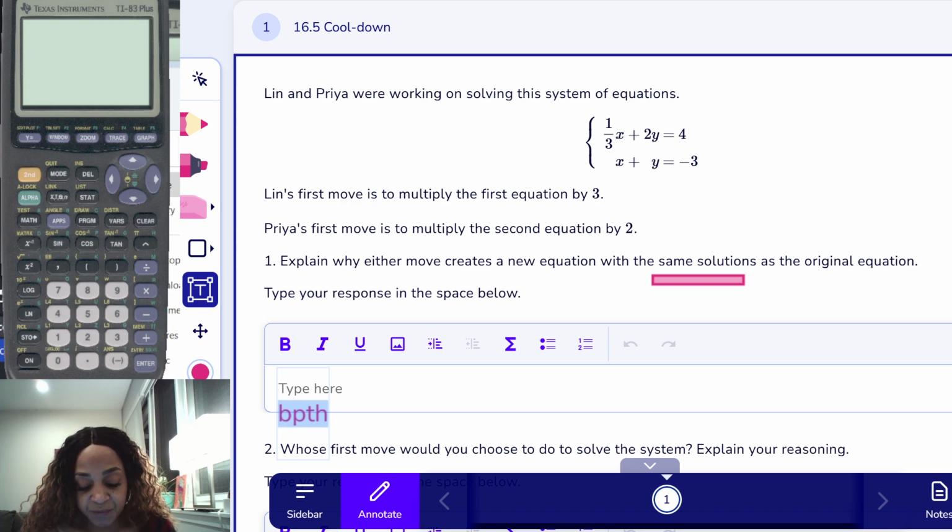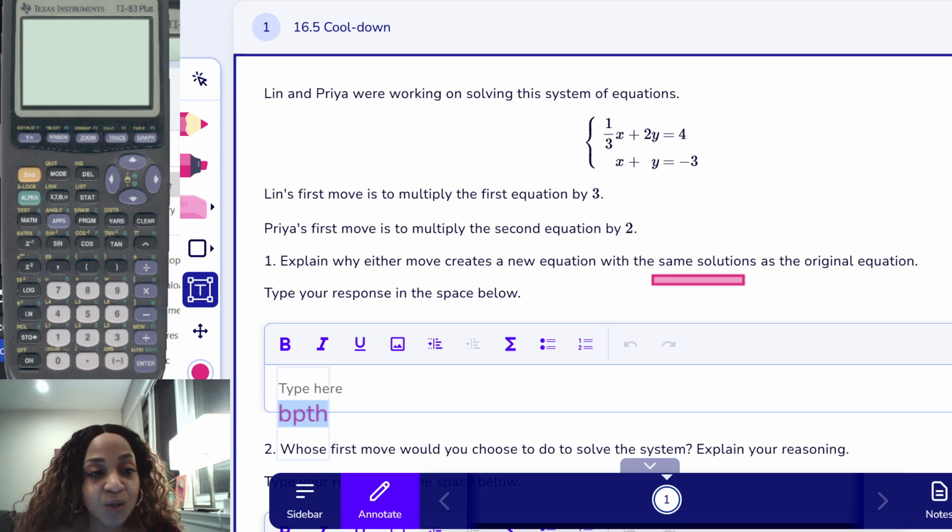Lynn's first move is to multiply the first equation by 3. Priya's first move is to multiply the second equation by 2. Explain why either move creates a new equation with the same solutions as the original equation.